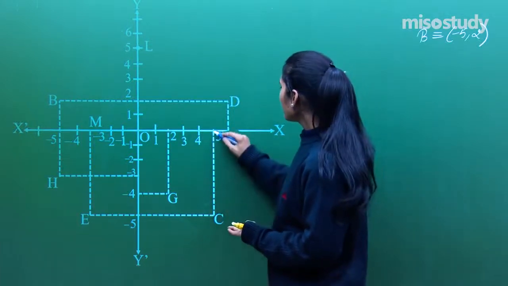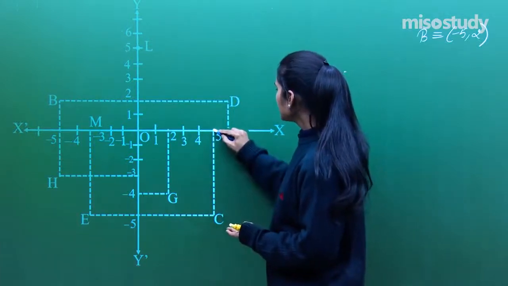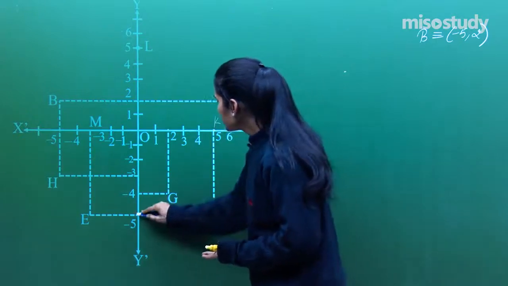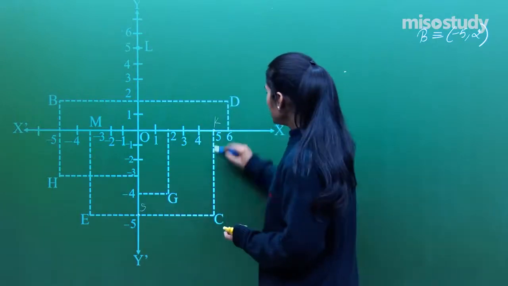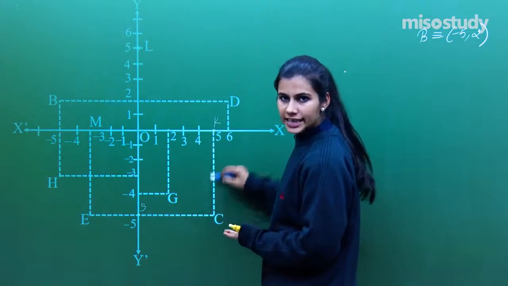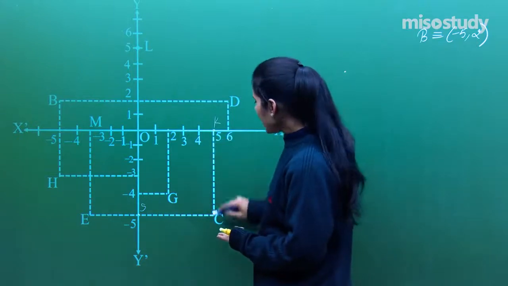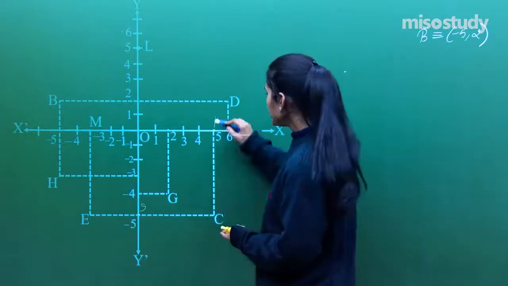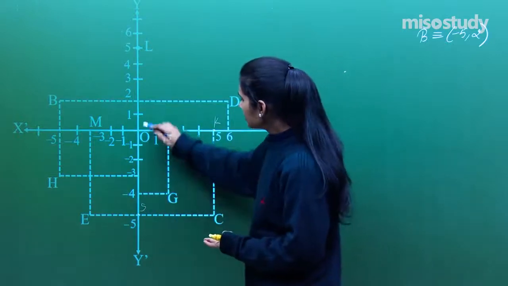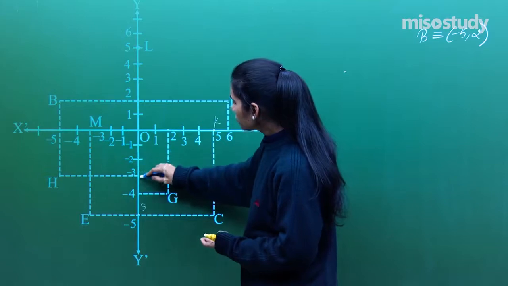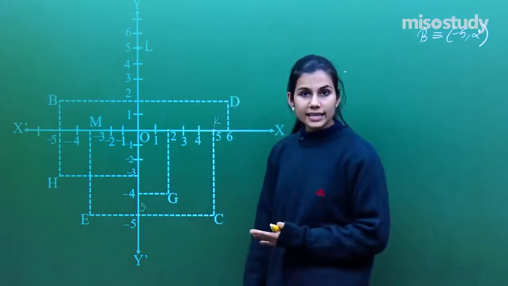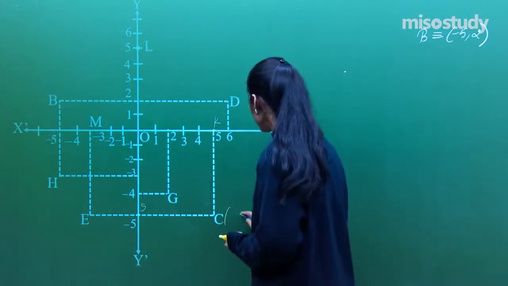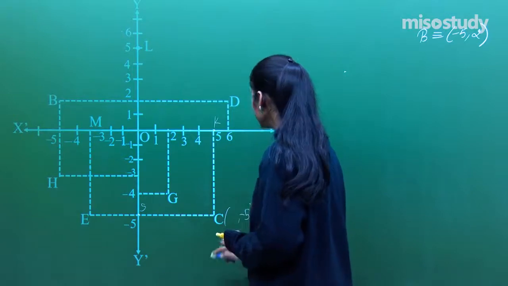From C, if I drop a perpendicular onto the x-axis, say this point is K and say this point is S. Then CK is going to be my y coordinate, and similarly CS is going to be my x coordinate. What is CK? CK is the same as OS, 1, 2, 3, 4, 5, 5 units along the negative y-axis. So -5 will be the y coordinate of C.